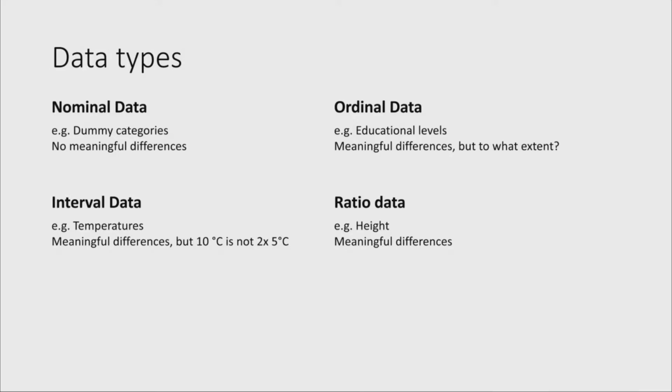And then there's ratio data. That's the most detailed, so to say. When you know someone's height, you know how long he is, how much taller he is than someone else, and also the ratio between those two data points. So you can make a distinction from it.